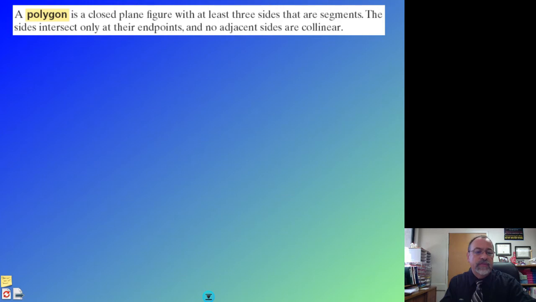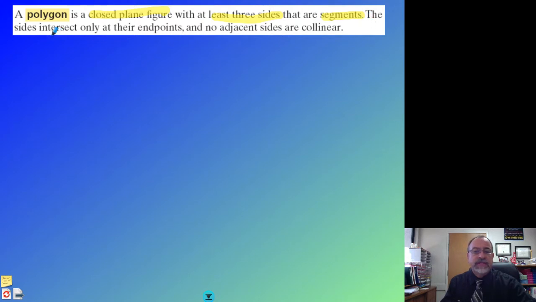So let's take out the key points here. It's a closed plane figure, meaning it's closed, there aren't any openings. It has at least three sides, so a triangle would be three-sided, and that's the smallest type of polygon. And the sides are segments, so this eliminates circles and ellipses, because the sides of those are not segments, those are curved arcs. So we're only looking at figures that have segments as their sides.